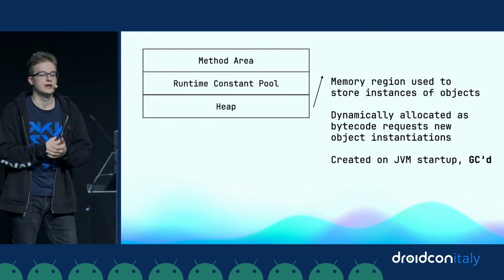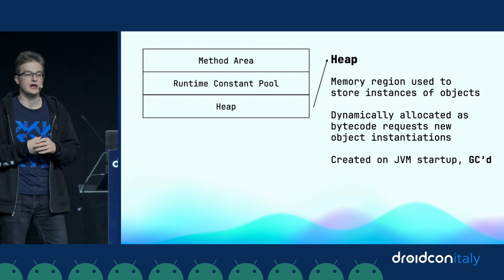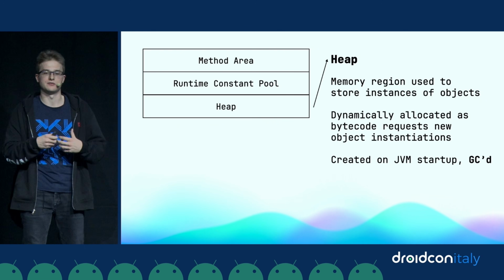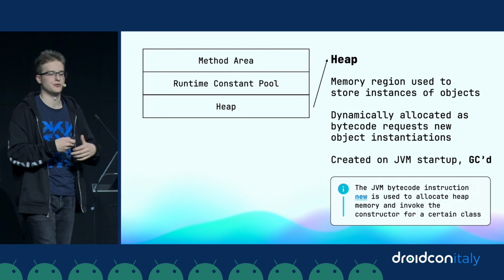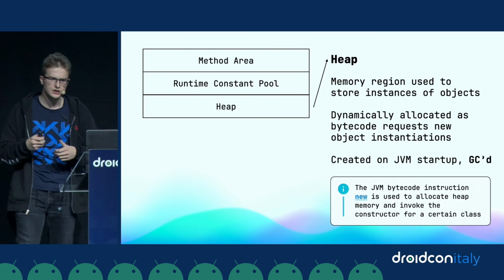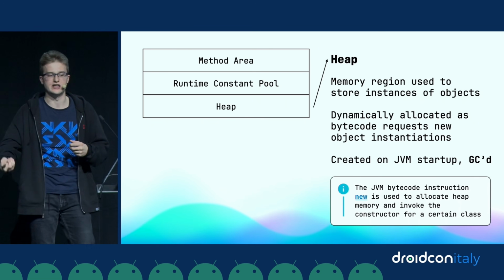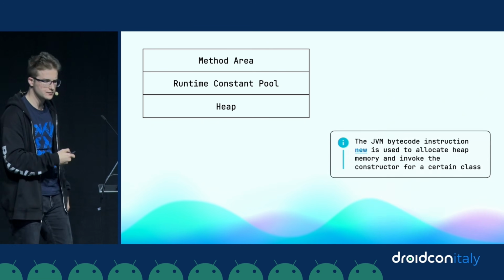Then we have the heap. The heap is the memory region in a Java program where we store variables, and they are instantiated when you use the new bytecode, which is the same as instantiating a new class, for example. And the memory reference that you get actually points to the heap where the object resides.